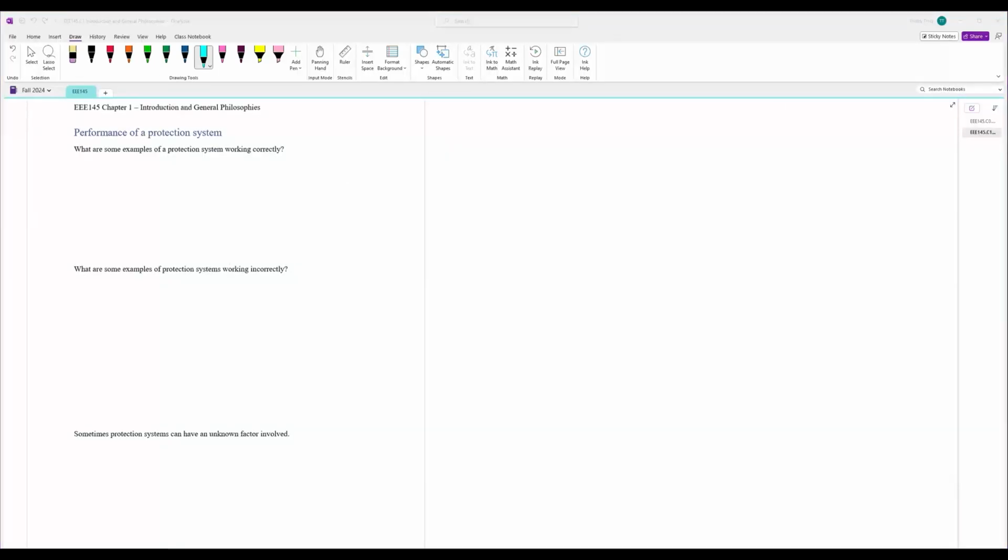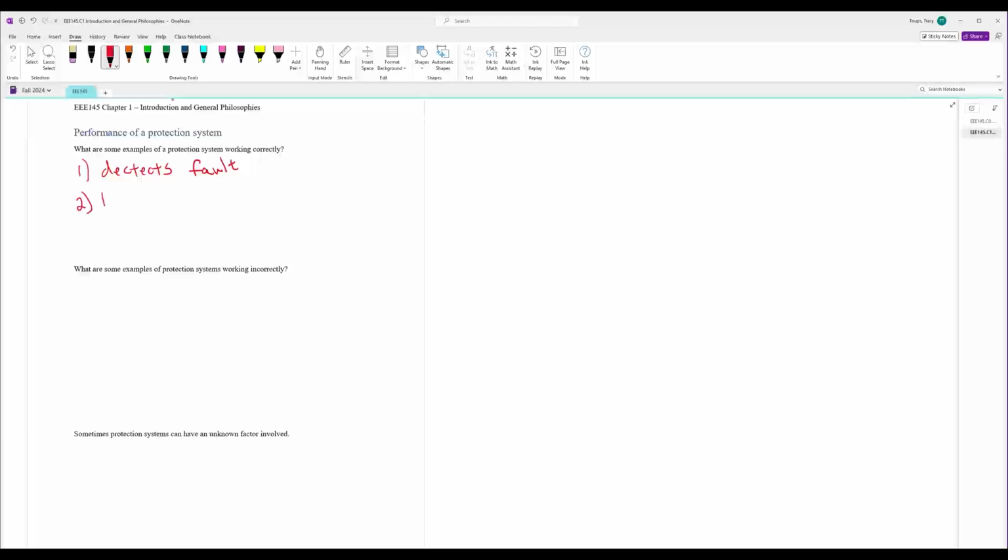Now, talking about good things and bad things, we need to know what is a good performing system, what is a bad performing system, and how can we gauge if we're doing good or bad. So what is an example where a protection system works correctly? Number one, it detects a fault. If there's a fault, it detects it. We need to make sure we know it's there and we can't miss the fault, because then we immediately fail.